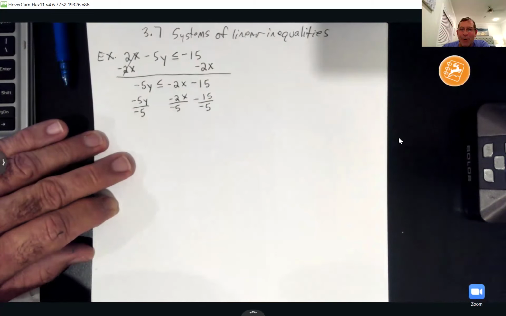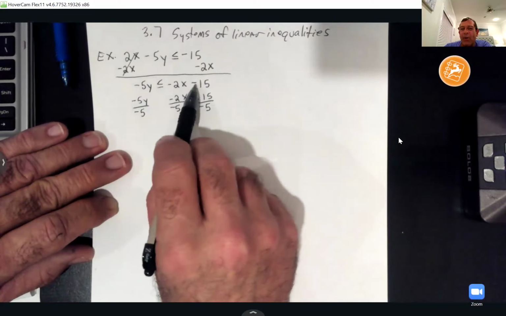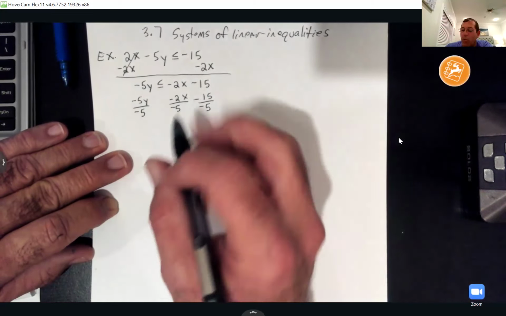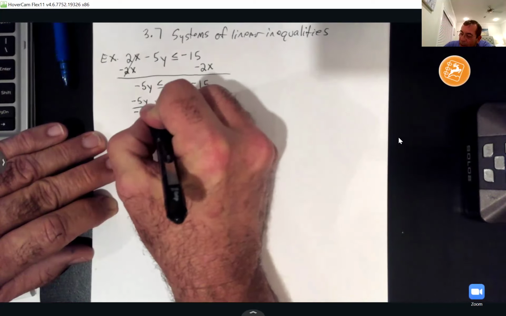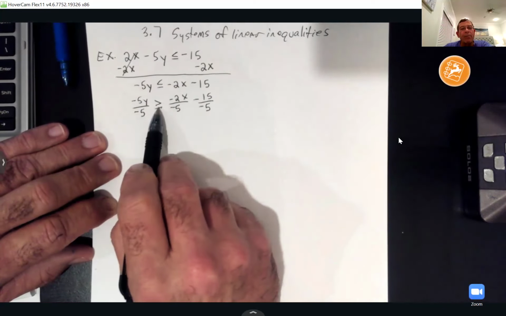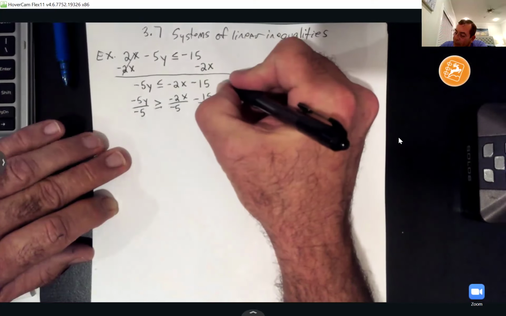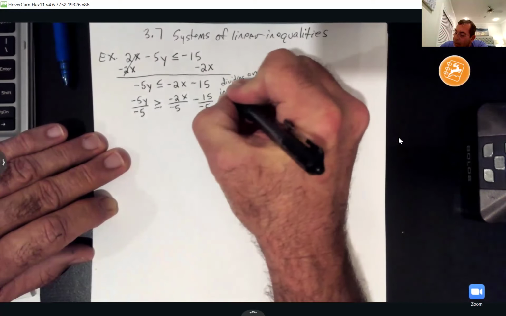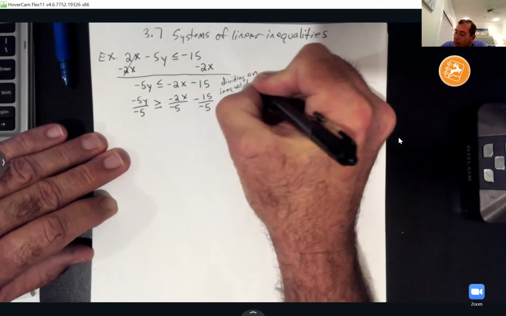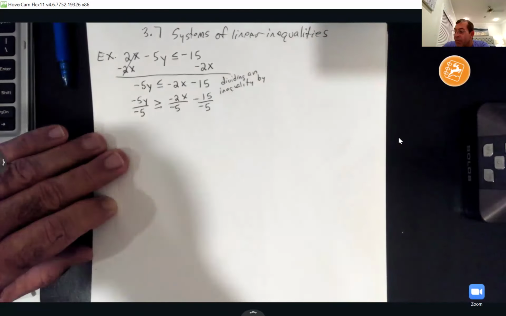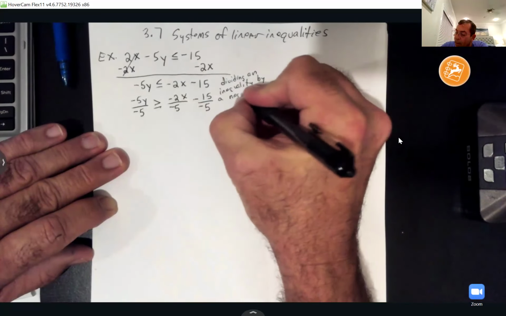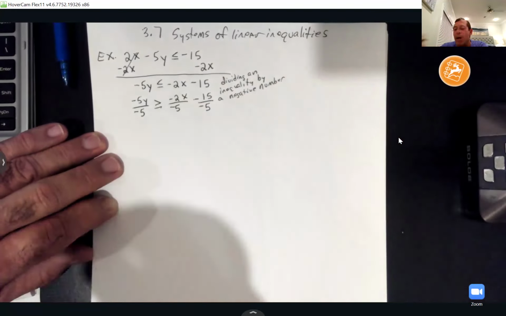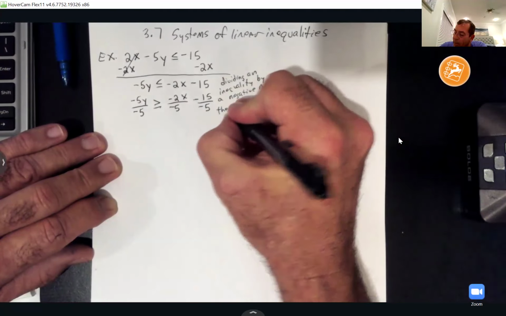Oh, y'all forgot one rule, didn't you? If you divide an inequality by a negative number, you got to reverse that inequality. That inequality reverses and becomes greater than. So remember, dividing an inequality by a negative number, then we must reverse the inequality.